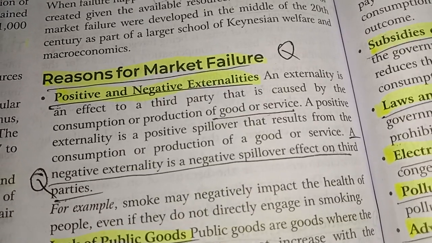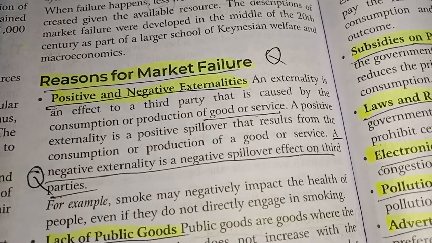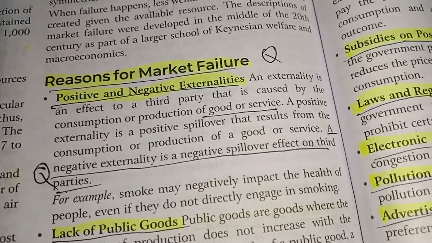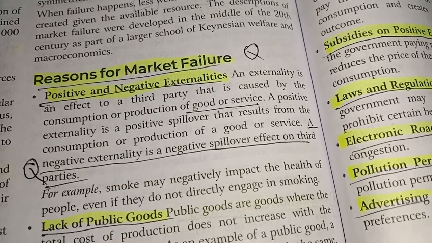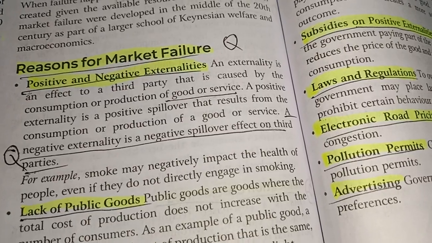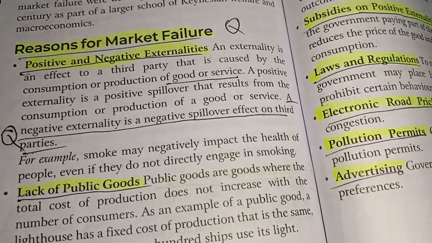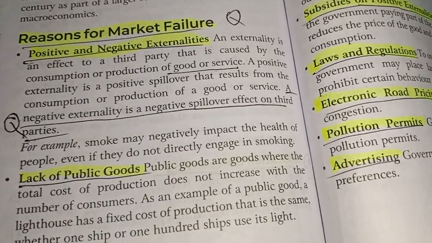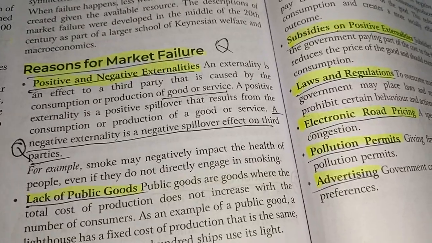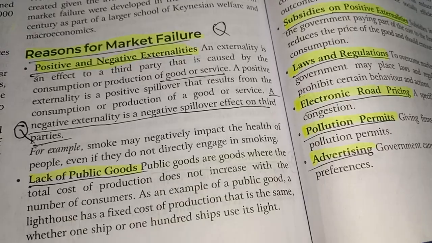Positive and negative externalities. An externality is an effect on a third party that is caused by the consumption or production of a good or service. A positive externality is a positive spillover that results from the consumption or production of a good or service. A negative externality is a negative spillover effect on third parties. For example, smoke may negatively impact the health of people, even if they do not directly engage in smoking.